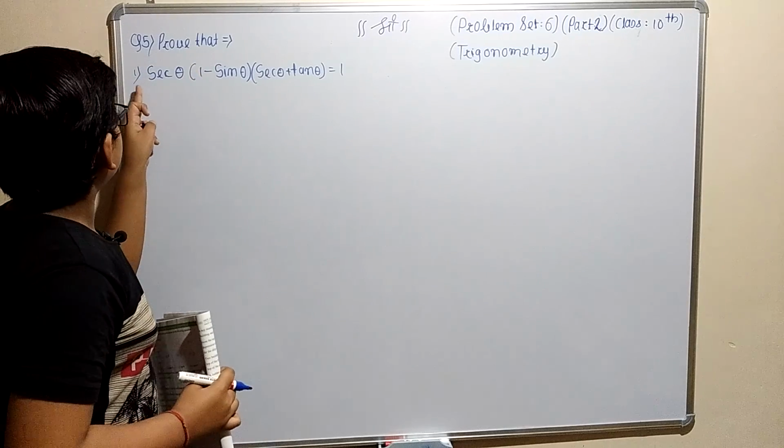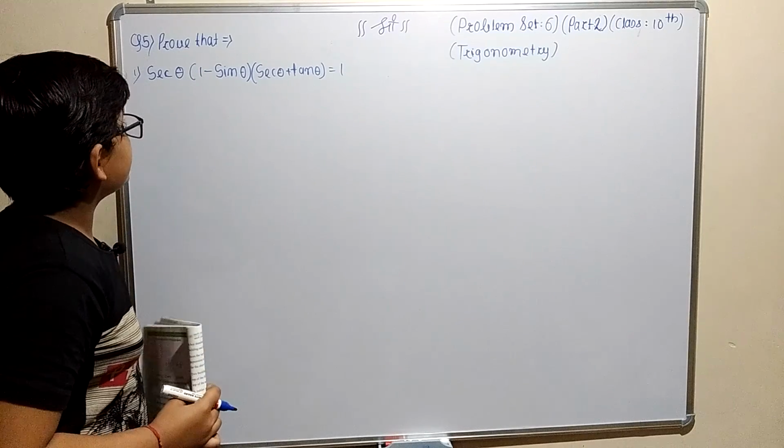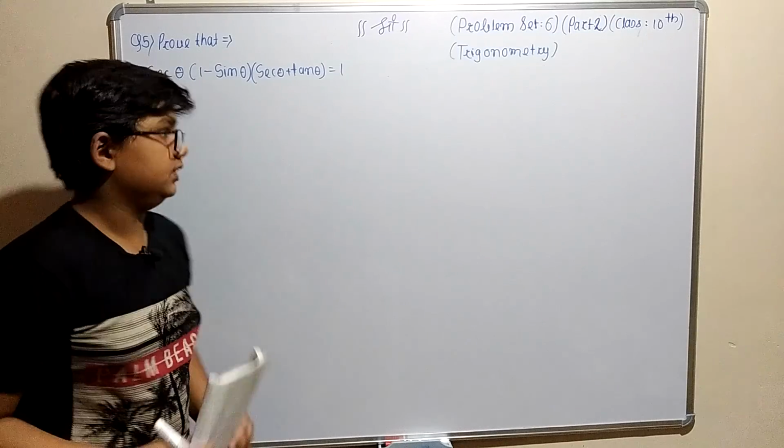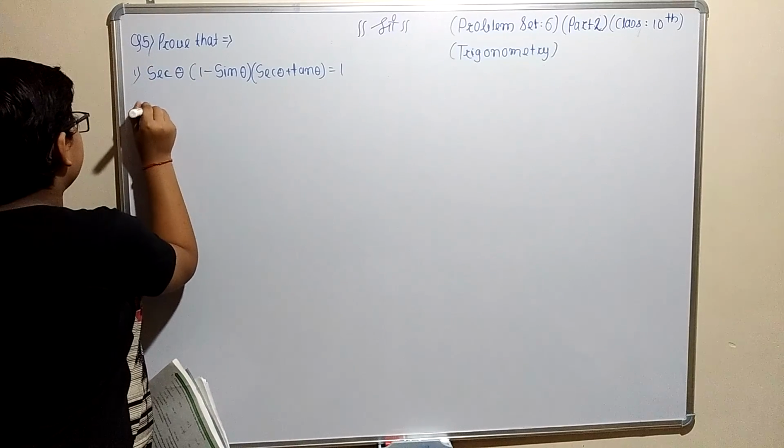Prove that: the first question is sec theta times (1 minus sin theta) times (sec theta plus tan theta) equals 1. We have to prove it. Now we will write LHS.